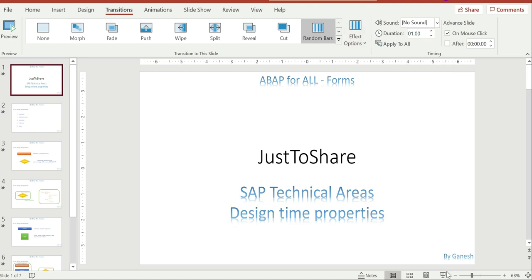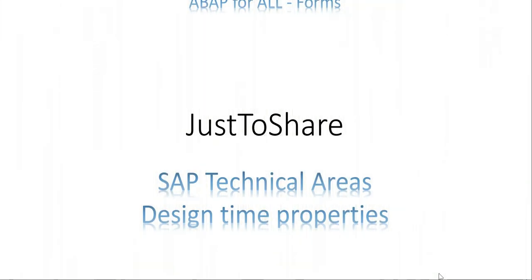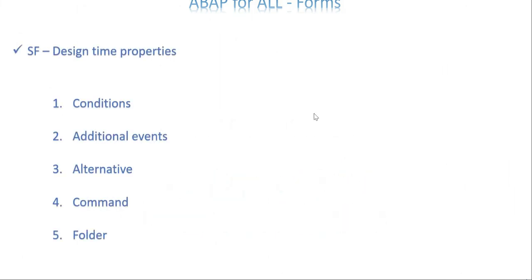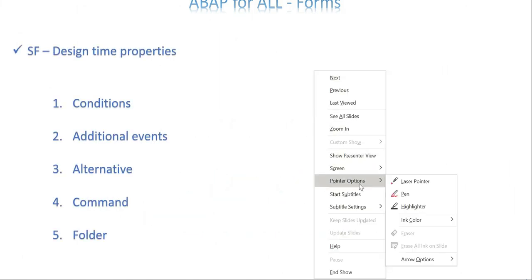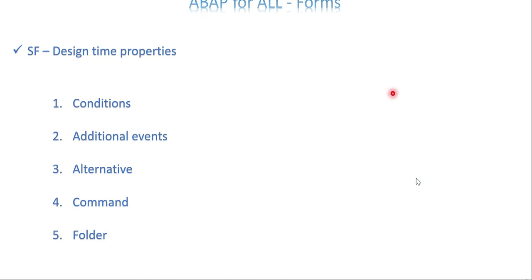Okay, so what are the components we have to make design time properties or design time decisions. One of the options we have are conditions. So conditions and additional events I can say. So these two parts are available in most of the components in your smartforms.